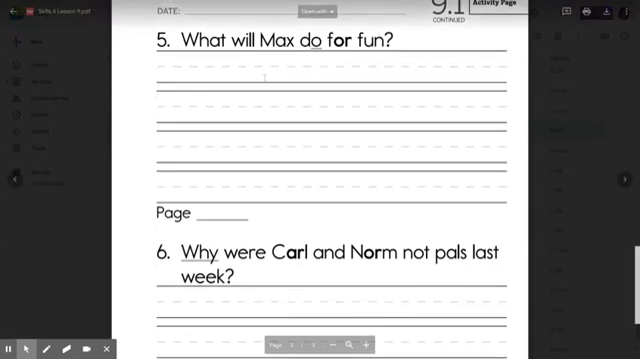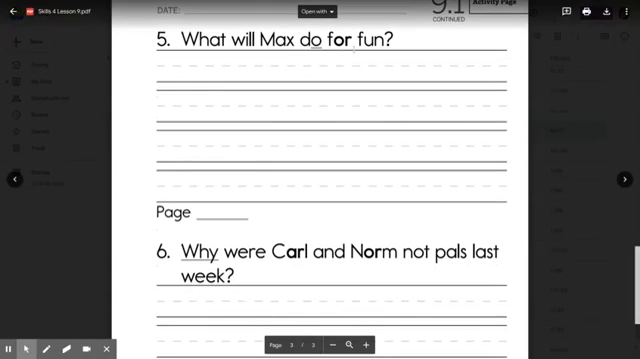And this question, what will Max do for fun? How are we going to start that answer? Max will, it's actually backwards, isn't it? Max will blank for fun. I want to see that answer. They give you an awful lot of lines here, but make sure you do your neatest writing and you won't need all those lines. And don't forget your page number.